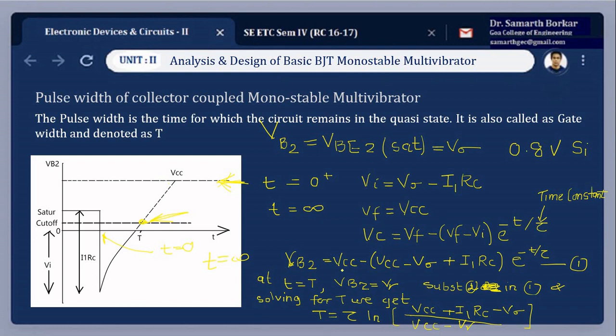So if we substitute, we get this equation, equation 1. Mark this as equation 2. At t equals T, the base voltage of transistor Q2 is V gamma. So substituting the value of equation 2 in equation 1, what we get is the equation for time period T, where tau is the time constant, times the natural log of this expression in the bracket. The point to note here is, if it is germanium, this value is 0.3 volts, and if it is silicon, it is 0.8 volts.